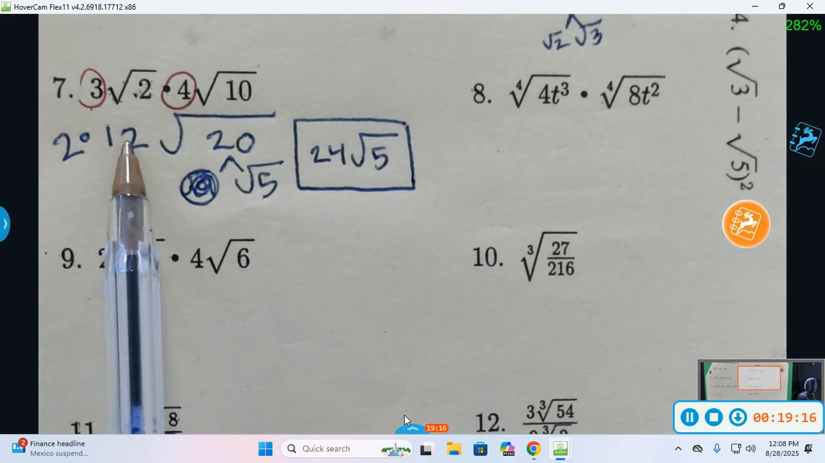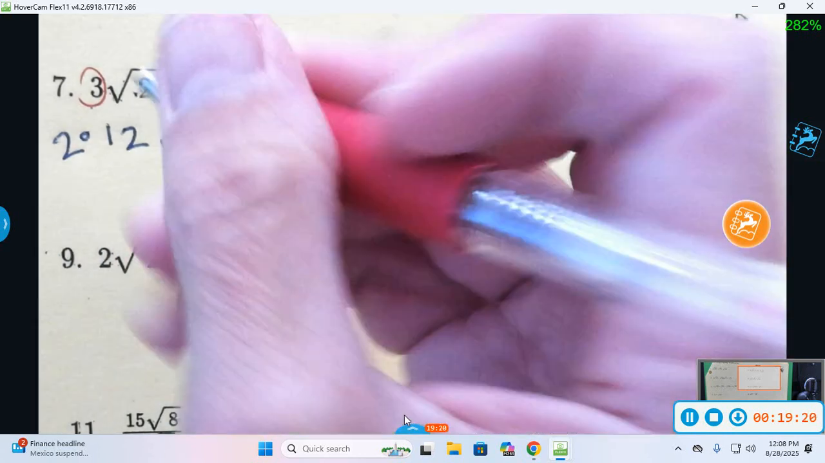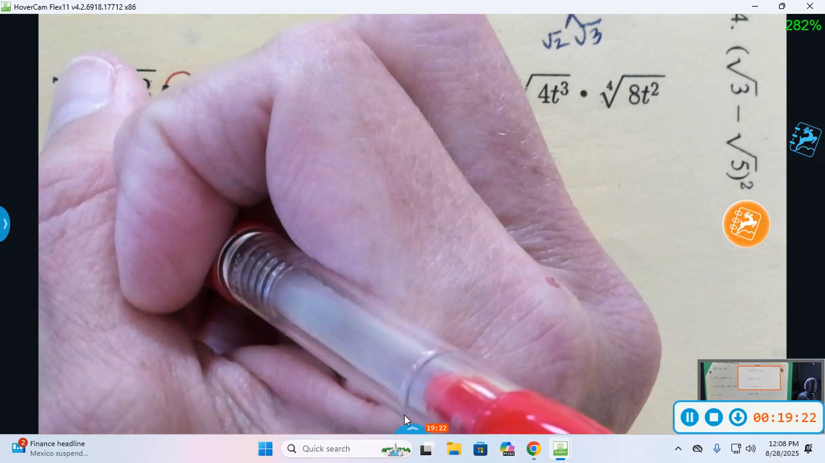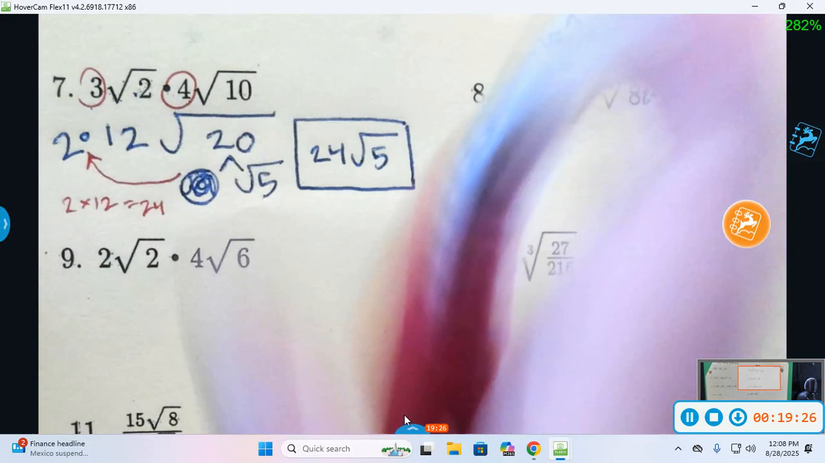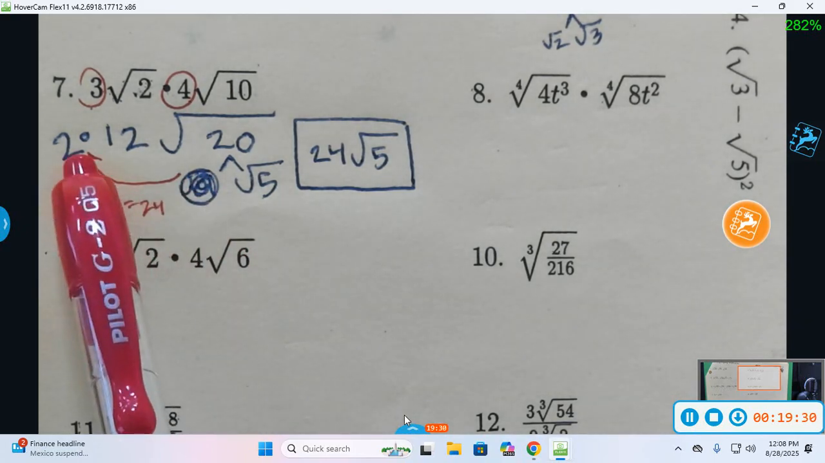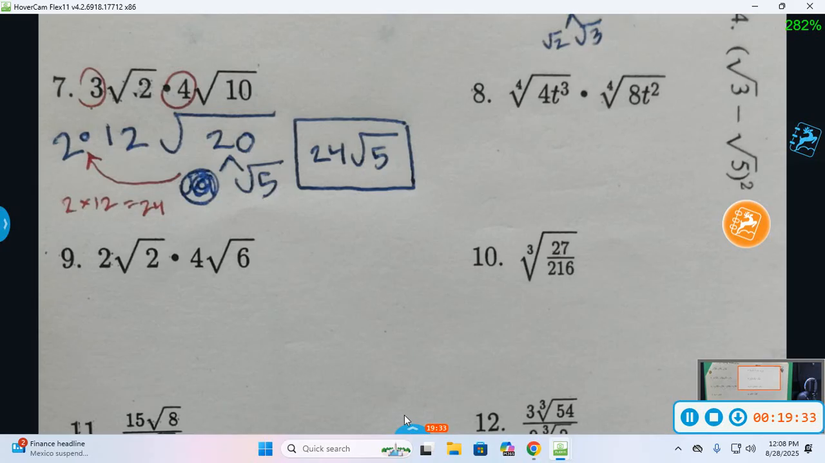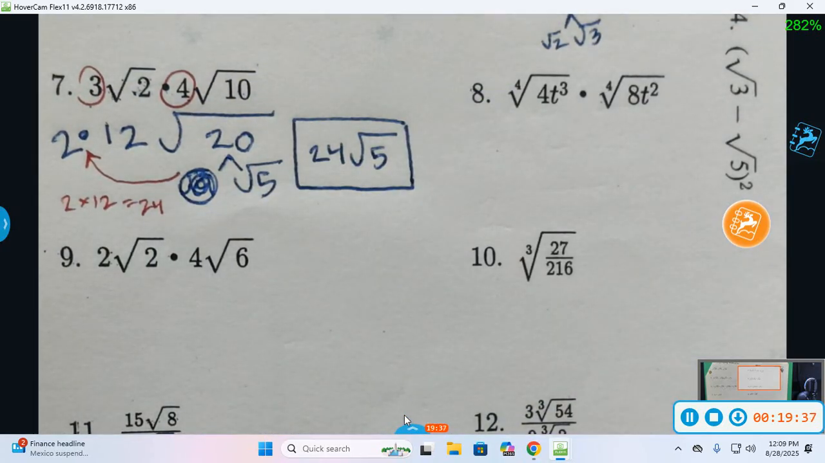12 times 2. 12 times 2 is 24. The 2 came out right there. This 2 jumps out, and 2 times 12 is 24. I scratched out the 2, but this was the square root of 4, and the square root of 4 is 2, and it jumps out. All right, while we're here, y'all try 9. Let's stay right there. 9 is almost identical to 7, so y'all try 9 really quick.